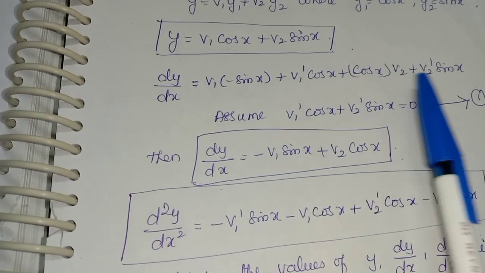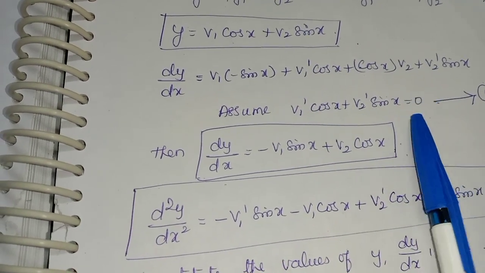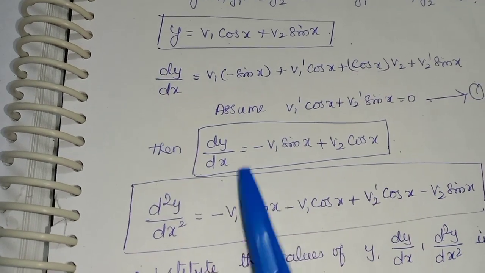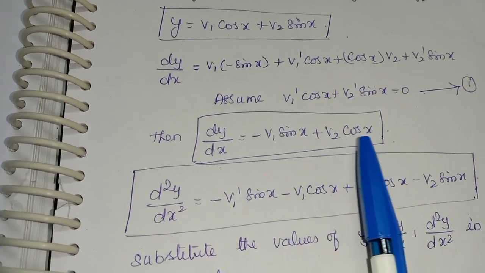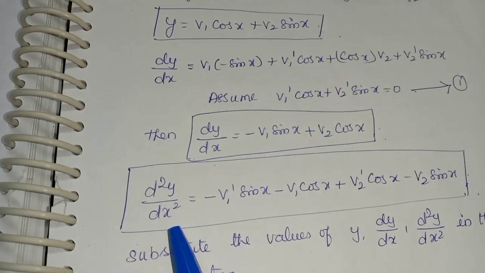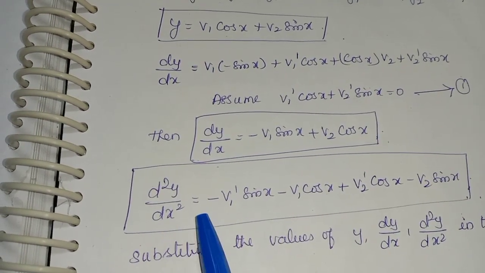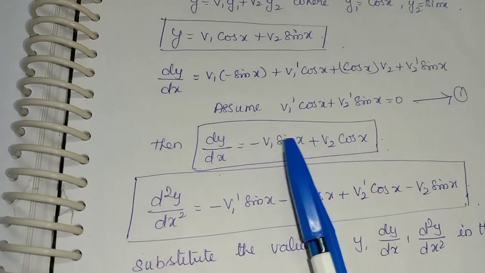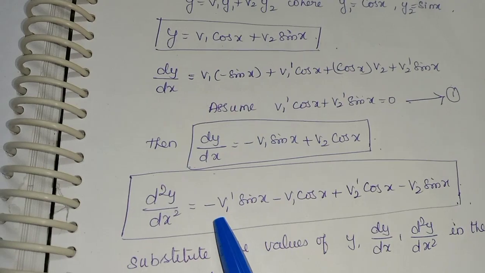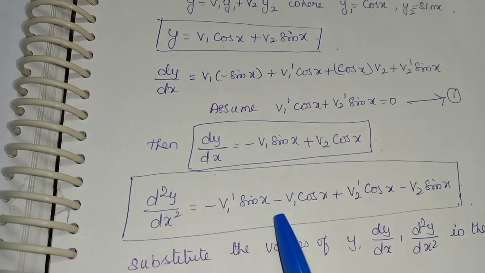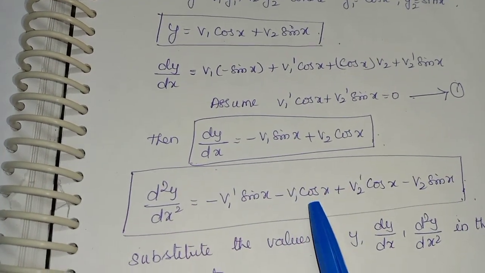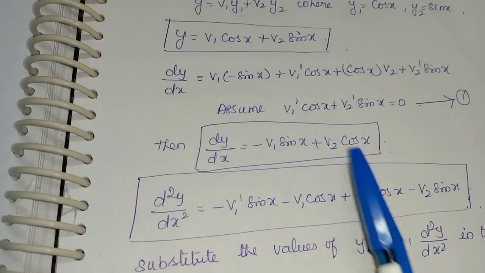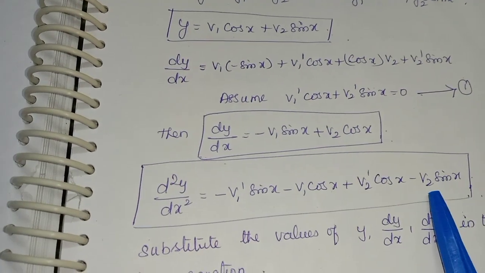that is v1 dash cos x plus v2 dash sin x is equal to 0. So after taking this equal to 0, dy by dx will be only minus v1 sin x plus v2 cos x. Now differentiate this again and find d square y by dx square. This is equal to minus v1 dash, again product rule I am applying here, so sin x keep it as it is, minus v1 dash into sin x. Next minus v1 into differentiation of sin x is minus cos x plus cos x into v2 dash plus v2 into differentiation of cos x is minus sin x.